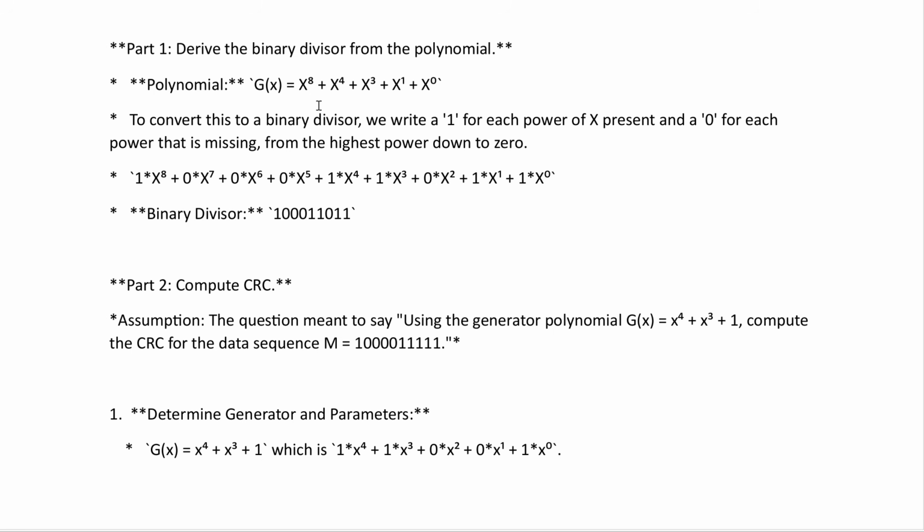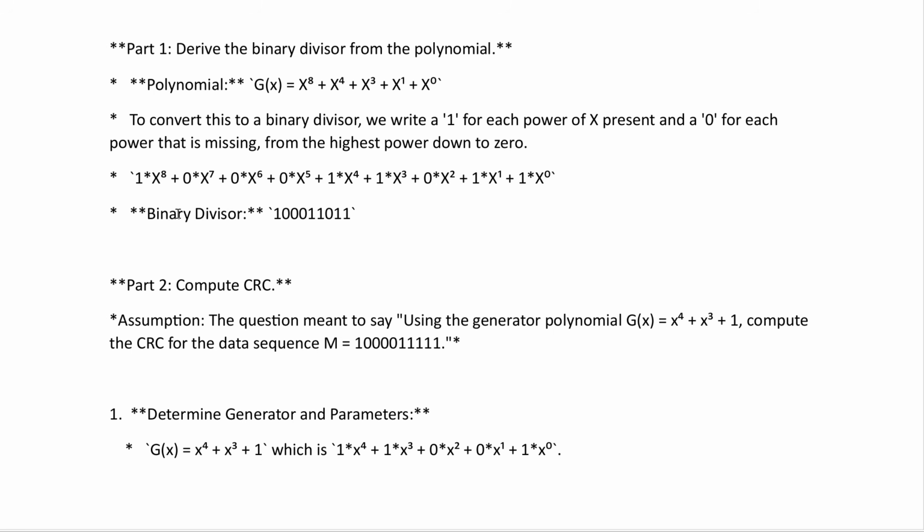I hope you understand. X raised to power 6 is also not there, so we write 0 into x raised to power 6. X raised to power 5 is also not there, so we write 0 into x raised to power 5, right? But x raised to power 4 is present here, so we write 1 into x raised to power 4 and not 0 into x raised to power 4, right? So we now note these 1 and 0: 1, 0, 0, 0, 1, 1, 0, 1, 1.